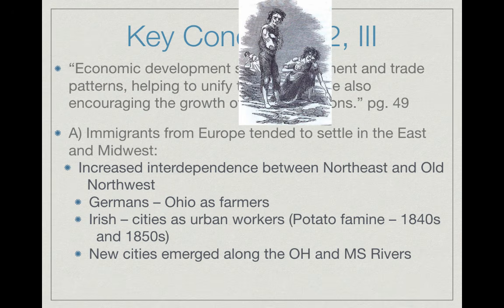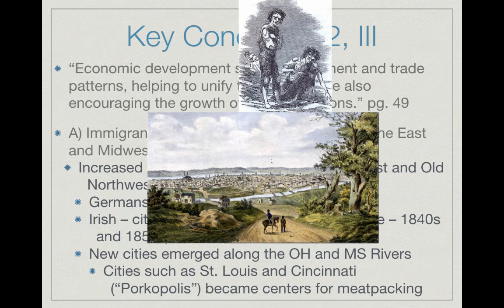New cities began to emerge along the Ohio and Mississippi rivers, cities such as St. Louis and Cincinnati. And Cincinnati's nickname was Porkopolis, and here is an early painting of Cincinnati, my favorite city. They became centers for meatpacking, and later on Chicago will as well. But a lot of cities began to develop along these very powerful, popular rivers.